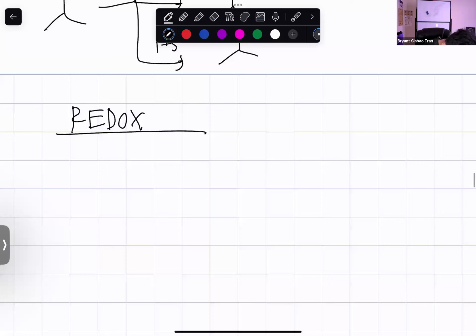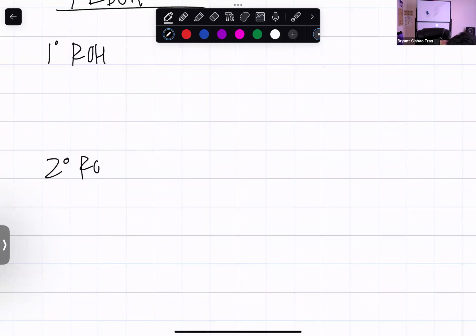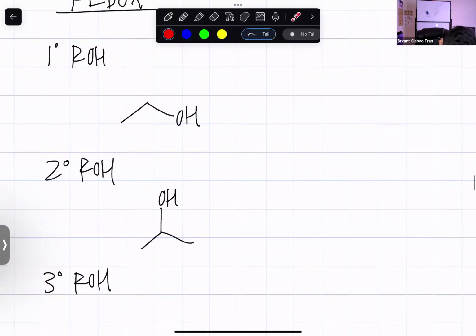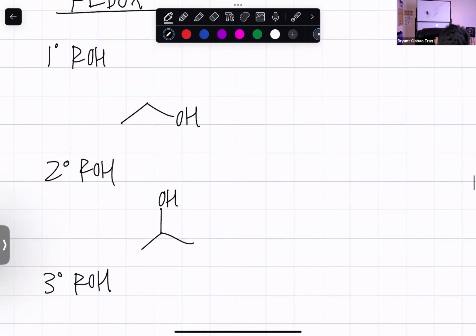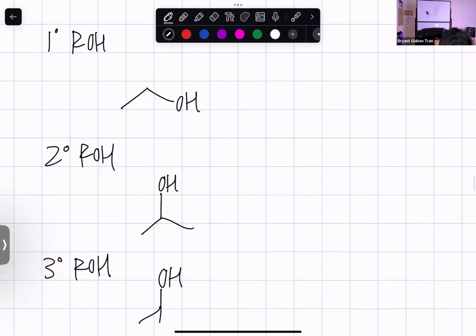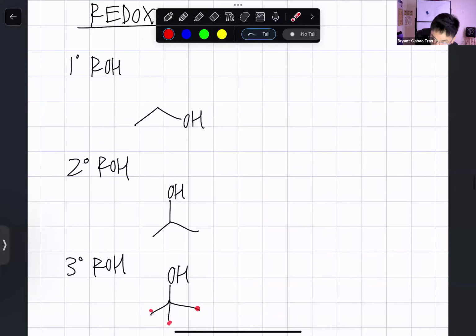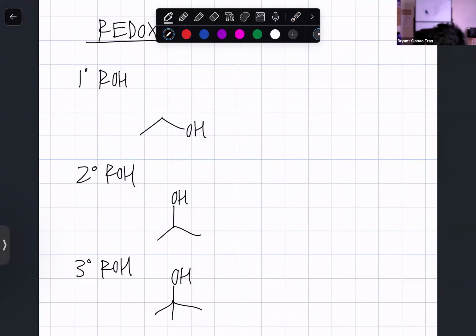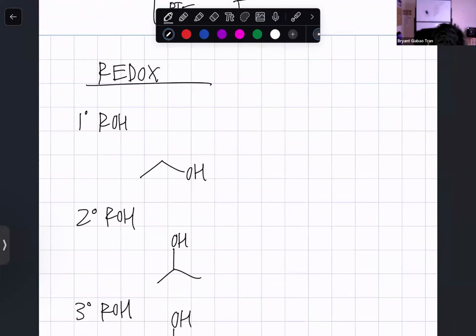And let's separate them into different alcohols. Let's say we have a primary alcohol, secondary alcohol, and a tertiary alcohol. A primary alcohol would be when we have an alcohol bonded to a carbon that's bonded to one other carbon. A secondary alcohol is when we have a carbon that's attached to the alcohol bonded to two other carbons, right? A tertiary alcohol is going to be when we have a carbon that's attached to the alcohol bonded to three other carbons, right? Now, let's do oxidation. There are two oxidizing agents that you need to be familiar with in 118A, PCC and Jones.